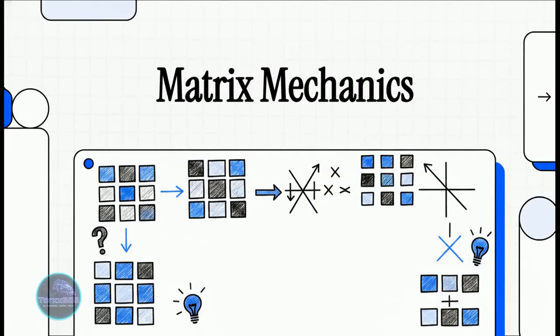Welcome back, everyone. Today, we're diving into a topic that honestly gives a lot of people cold sweats: matrix mechanics. We're going to completely demystify how these grids of numbers multiply, and we're going to tackle the really weird concept of matrix division. Let's jump right into the rules of linear algebra.